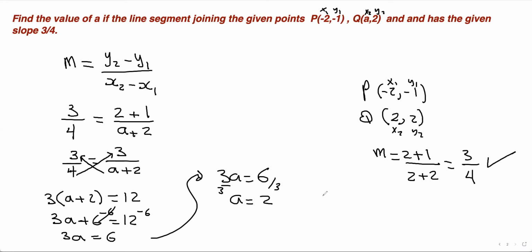So confirmed. This is just to check if what you've done is right. You plug in the a value, which is 2, and find the slope between these 2 points, and see if you're gonna get 3/4, so we know what we've done here is correct. Okay.